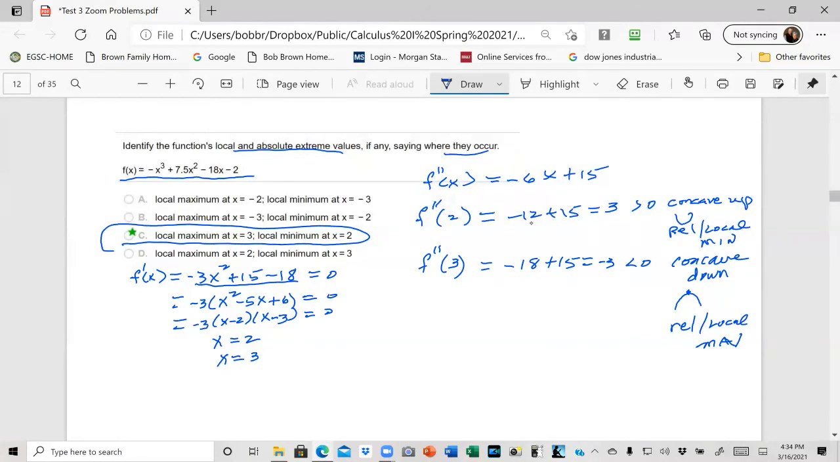And you can also graph this and see that it'll have a maximum at 2 and a minimum at 3. And it looks something like this. You can graph it too. I urge you to do that just to check your work.